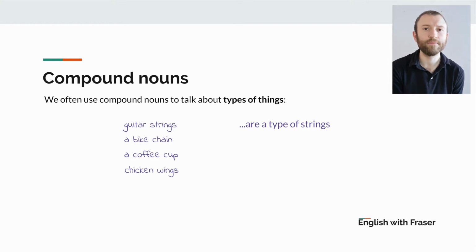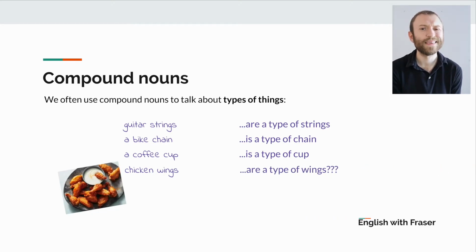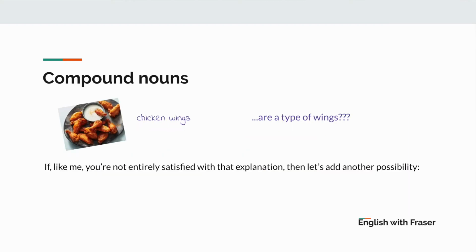A bike chain is a type of chain. A coffee cup is a type of cup. Chicken wings, then, are a type of wings. I'm not sure that that's a very satisfactory answer. I'm not completely convinced by that. Let's see if there's another explanation as well.